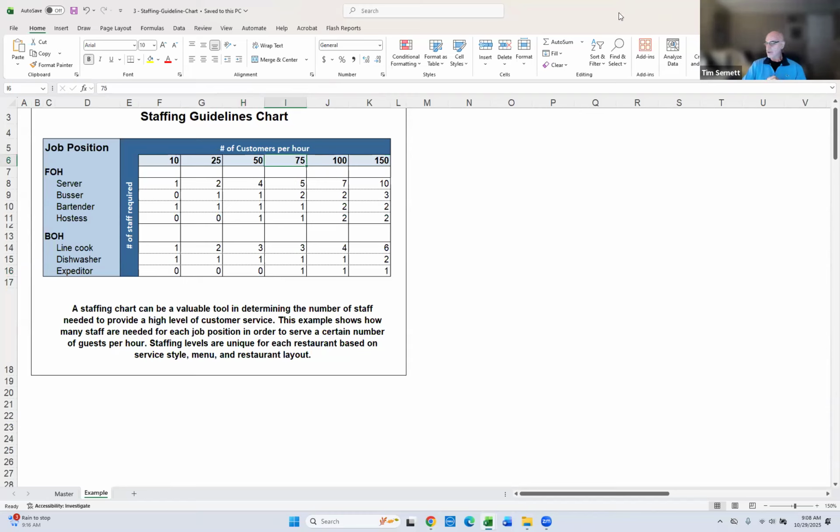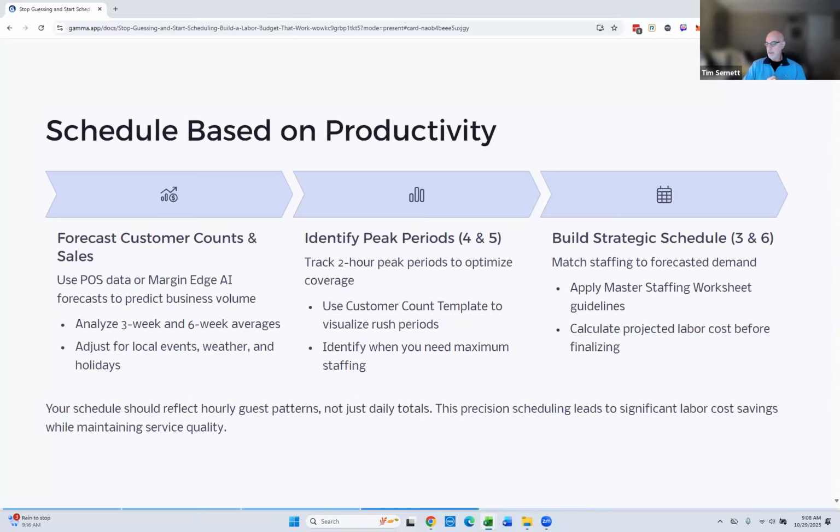So that's counting the starting point from last week to forecast, and then we get into forecasting customer accounts and sales. The point of sales data, your point of sale system may have AI built into it already to forecast the coming sales for next week, the week after, the following week.